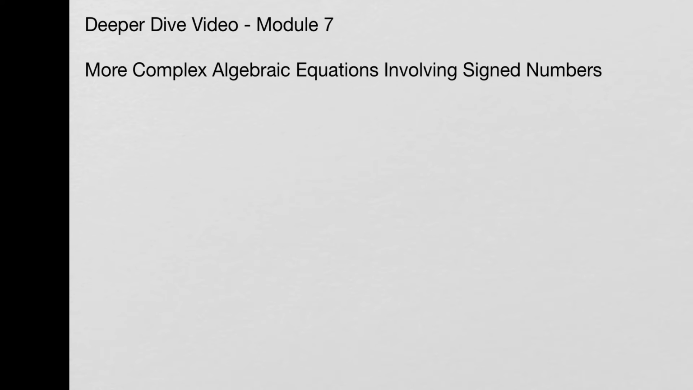Hello everyone. So in this deeper dive video, again, I wanted to give you sort of a preview of what you would expect to learn in Algebra 1, where we solve, again, more complex algebraic equations, which require more than one step to solve for the unknown variable. But in this case, they're going to involve signed numbers, right? Positive and negative numbers. So let's start off immediately with an example.